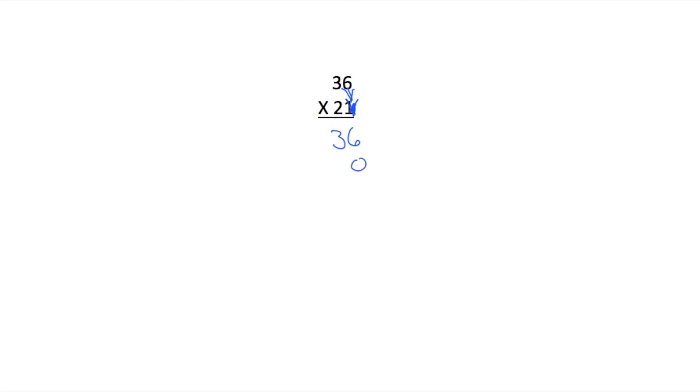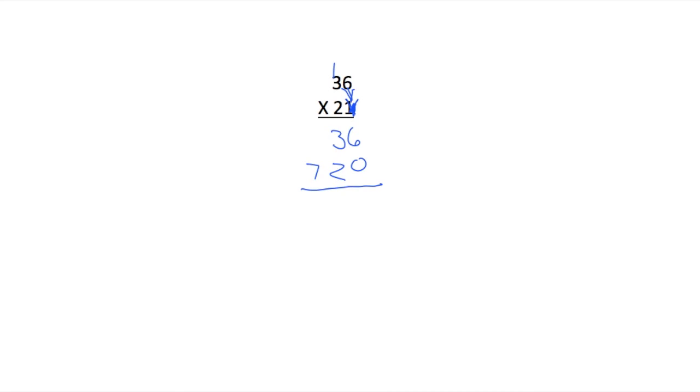Because since we're multiplying the tens, we're not going to put our numbers down starting from the ones. We're going to put them starting from the tens because we're multiplying by the tens. So then 2 times 6 equals 12. Here the one. 2 times 3 equals 6 plus 1 equals 7.